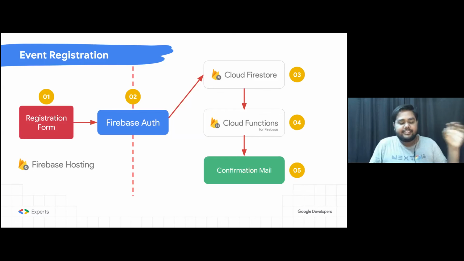You have created your HTML page and your HTML form, and you have applied the Firebase Authentication service. You have applied the storage service, the database part, and you have written your logic for sending a confirmation mail. Now you can host your website. You can host your entire HTML, CSS, and JavaScript code on Firebase Hosting. So your hosted URL is ready. You can share your hosted URL with the members who can sign up for that particular event, and that's it.